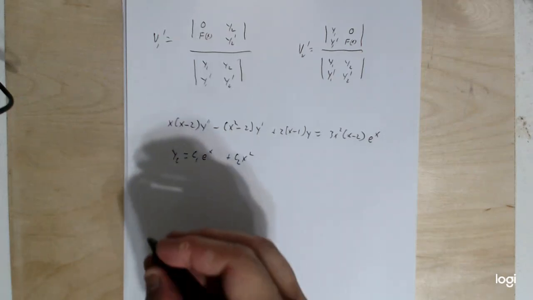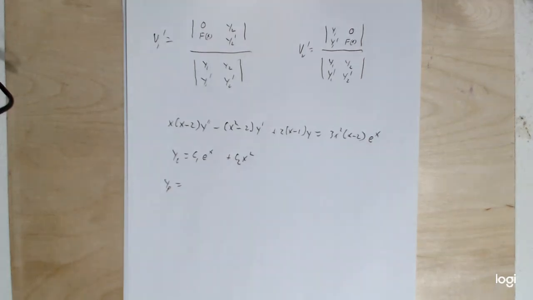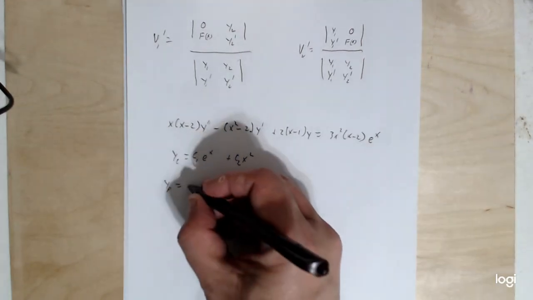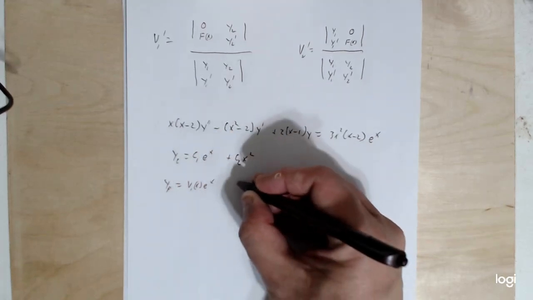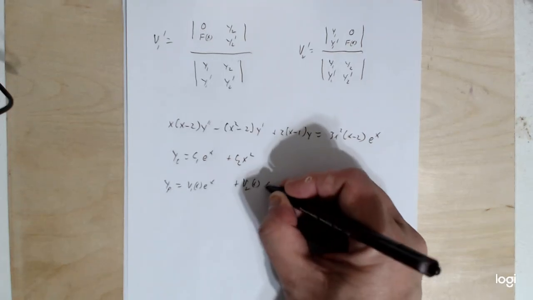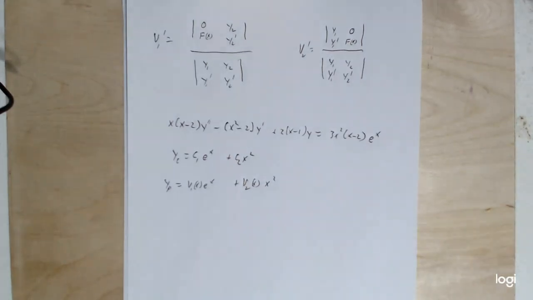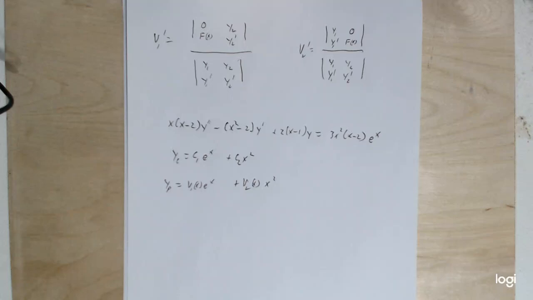So our particular solution is going to be v1 of x e to the x plus v2 of x times x squared. And our formulas here apply even though these original coefficients are not constant, like you have to have for undetermined coefficients. So let's go ahead and set up our equations.